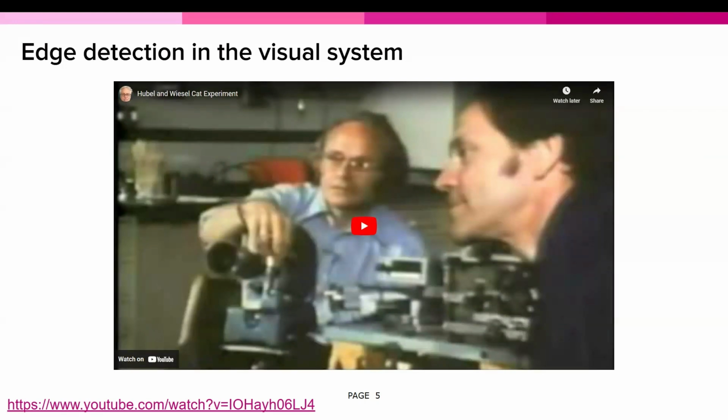And so because they were using a slide projector to present the stimuli, the edge of the slide itself was also projected into the cat's eye. And that's what caused the neuron to fire. And so this unexpected response led them to realize that certain cells in the visual cortex were specifically tuned to detect edges and not points of light.